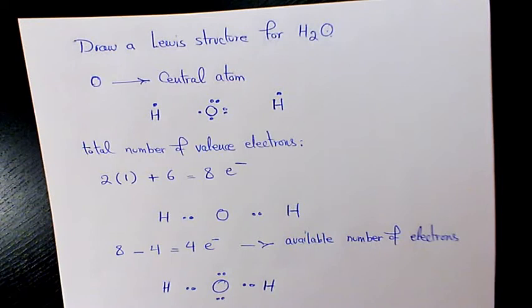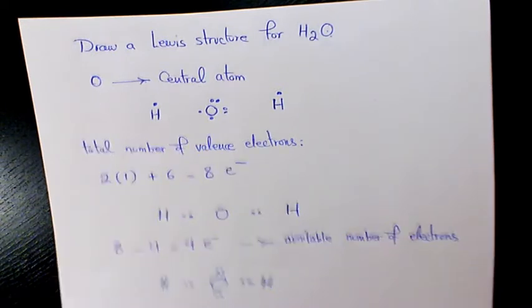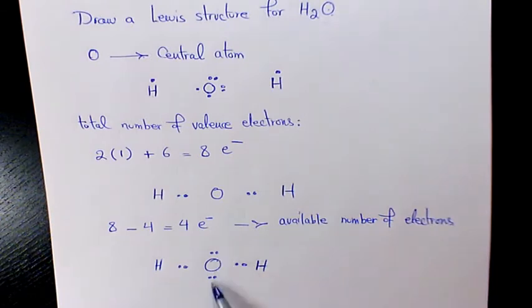we need to check if the central atom has the full octet or not. As you see here, we have 2, 4, 6, 8. So we have the octet rule. There is no more electron. So it means that the Lewis structure is done.